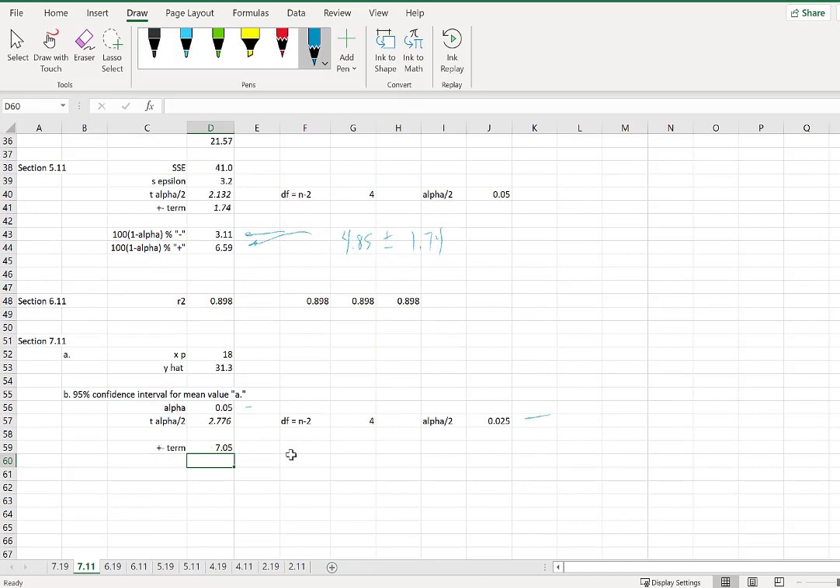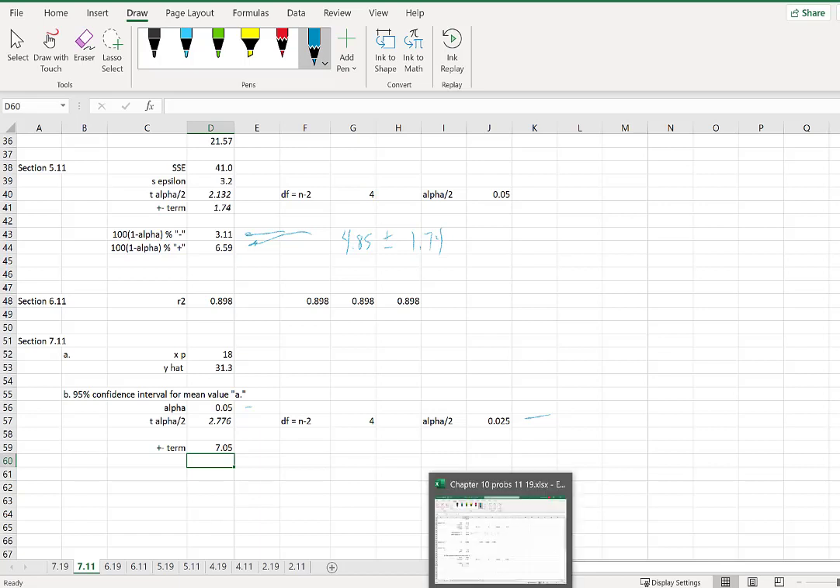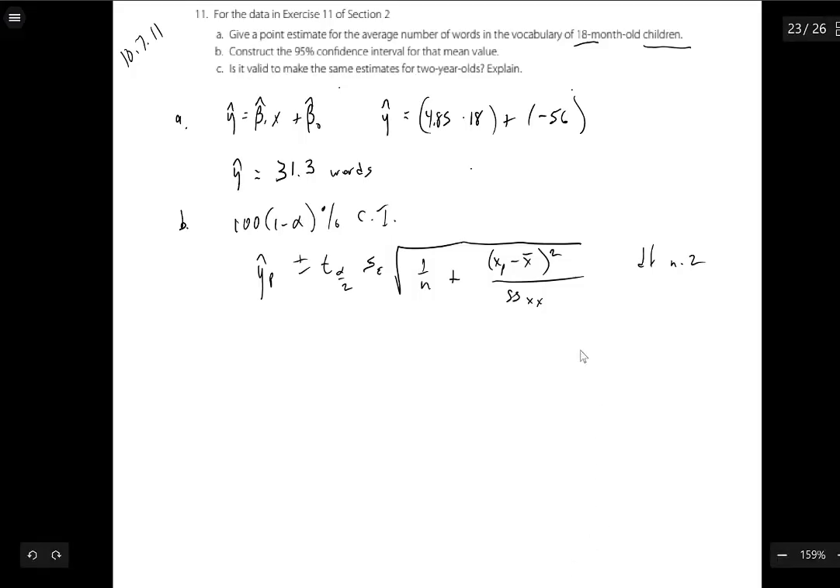So let me come back over here to where I am. It's my YP value, 31.3, the YP at that point. So 31.3 plus or minus 7.05 gives me the 95% confidence interval at XP equaling 18 months. So there it would be. Okay, great.